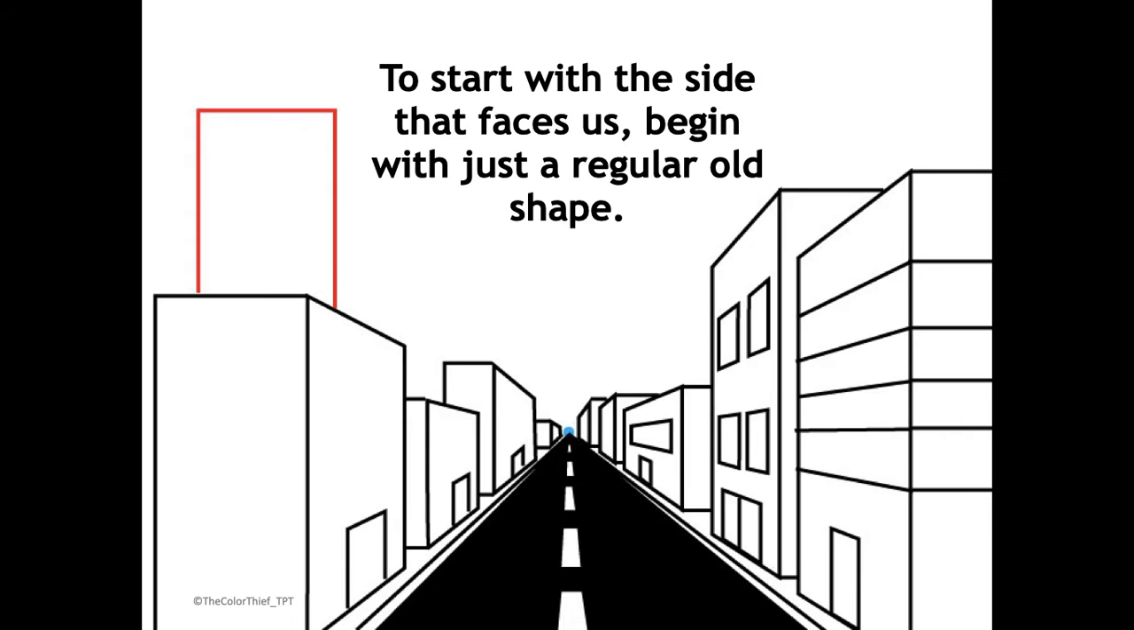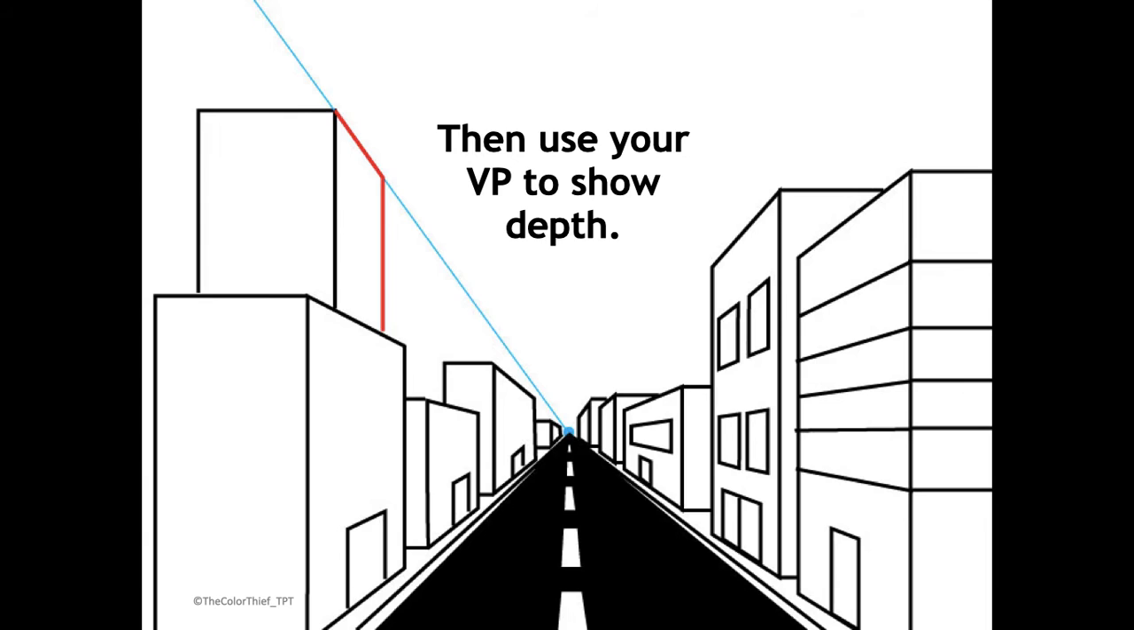All right, we are going to be putting second stories on our buildings. Start with the side that faces us and begin with just a regular old shape like you see here. Next, you're going to put the side of your building in that goes to the vanishing point to show depth. Again, you just need to do the top now because the bottom of your second story is already done. So, the top of your building will go to your vanishing point showing depth. The side of your building will go straight vertical.